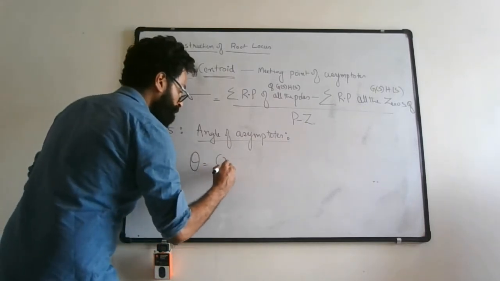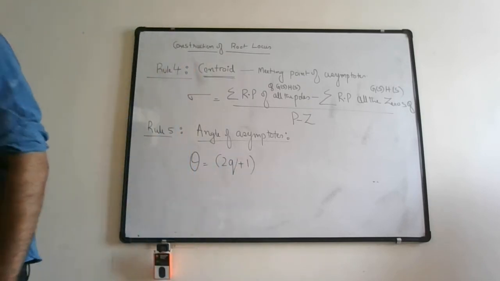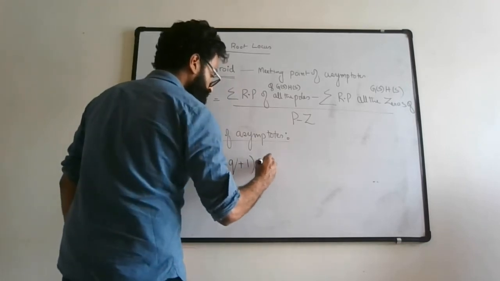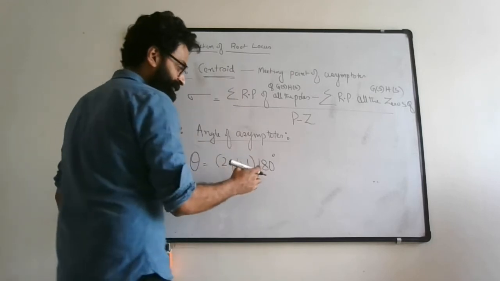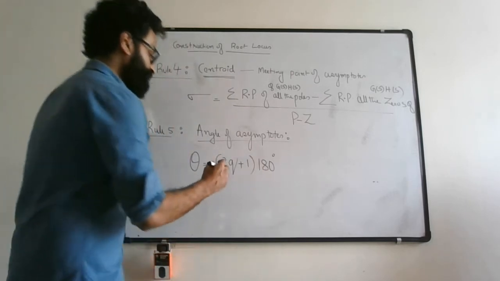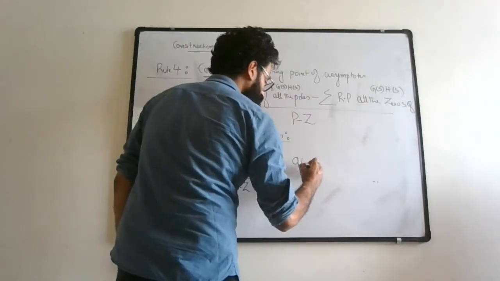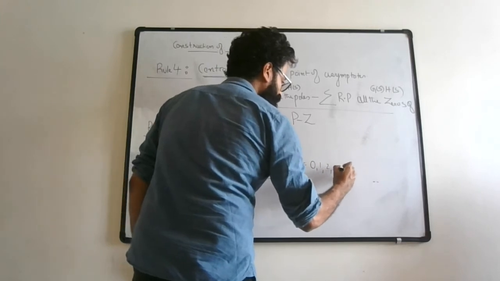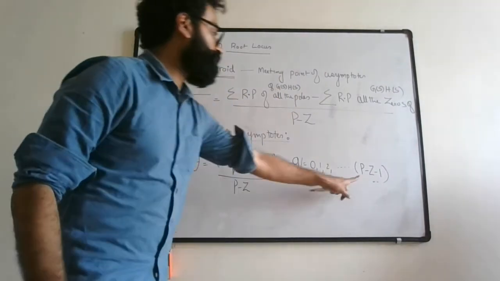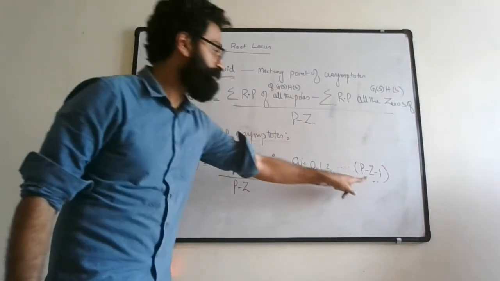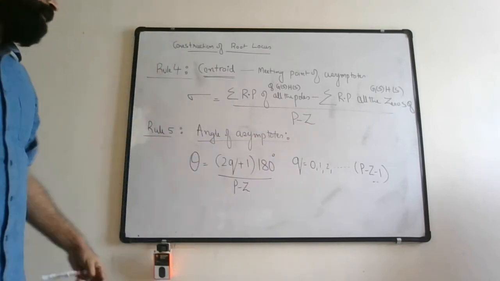this formula: (2q plus 1) into 180 degrees. Basically you are using the angle condition, we were discussing it this morning, right? Theta equals (2q plus 1) into 180 degrees divided by p minus z, where q is equal to 0, 1, 2, and so on until p minus z minus 1, where p is the open loop pole count and z is the open loop zero count. That's how you can find out theta.